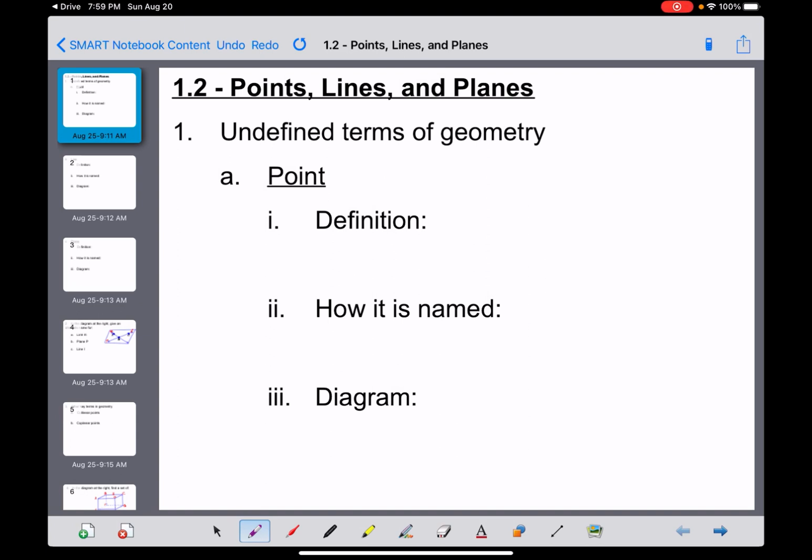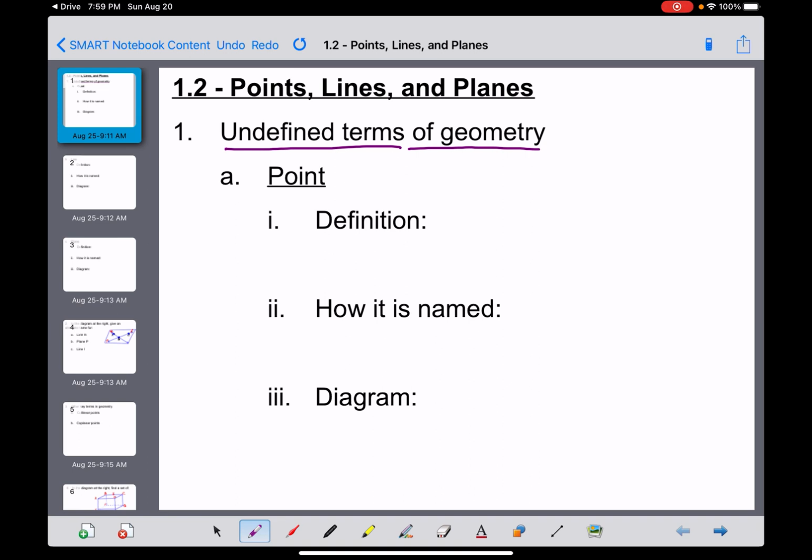Okay, geometry. So now that we've walked through section 1.1 and talked about some of the basic building blocks of geometry, we're going to go a little bit further here and start talking about the three key undefined terms that we use in geometry to build everything else we're going to talk about throughout the whole year.